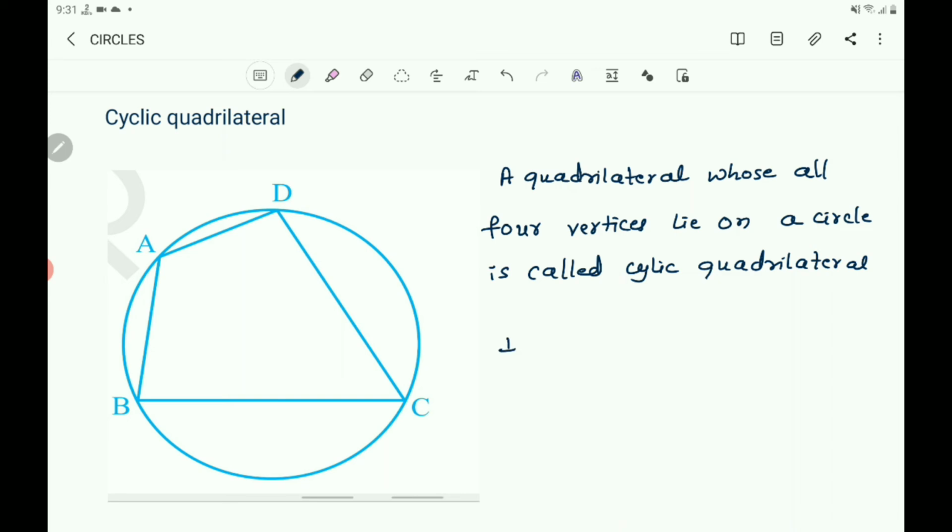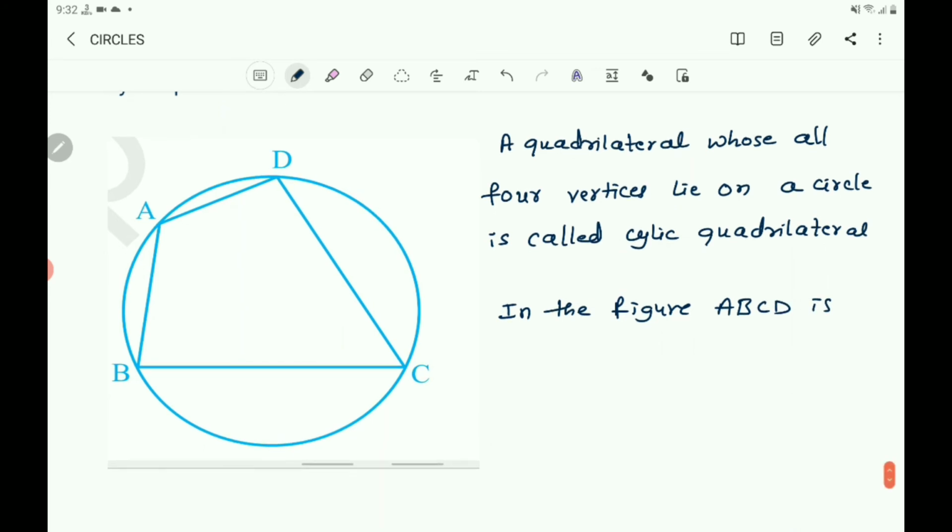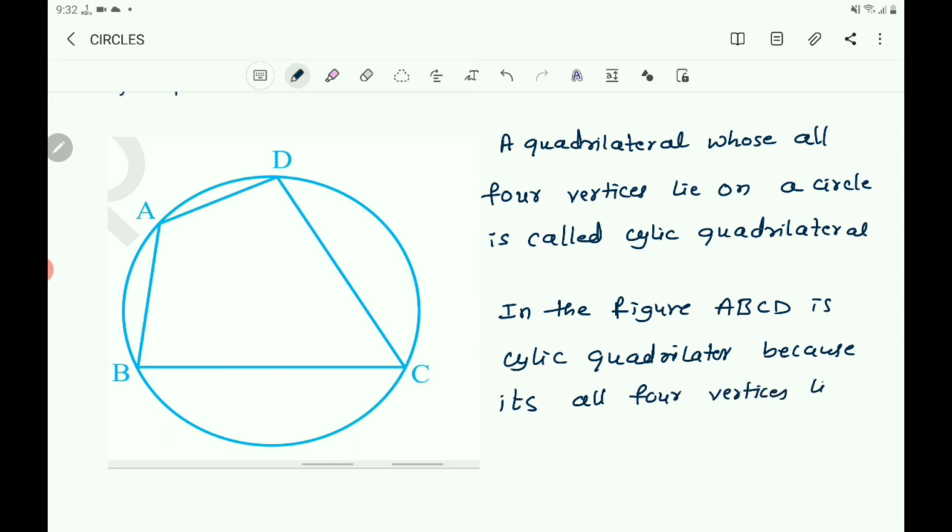So in the figure, ABCD is a cyclic quadrilateral because all its 4 vertices lie on the circle.